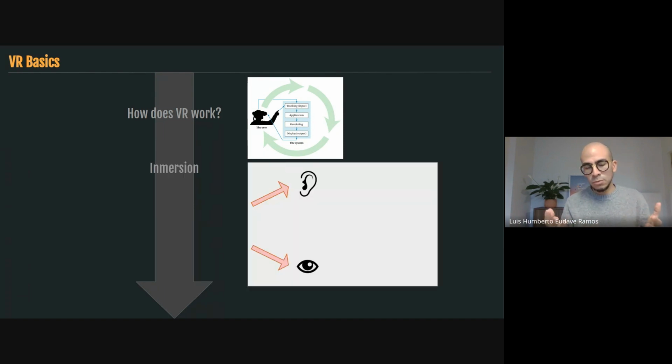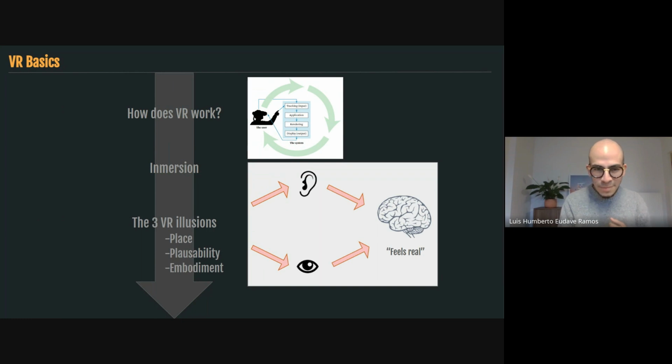And this has to do with a technological property called immersion, which is the capability of such a device, the headset, to fool you, to make you fall into the illusion that you are in that virtual space. For that, most headsets only use auditory and visual stimuli, but others also have tactile or smell stimuli to fool you even deeper into the illusion.